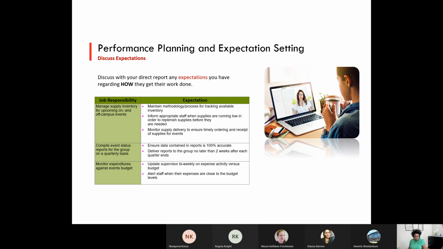Another example, compile event status reports for the group on a quarterly basis. So what you're expecting is that your employee will ensure the data contained in the reports is 100% accurate, of course. Deliver the reports to the group no later than 2 weeks after each quarter ends. So not only is it specific, it's timely and it's clear, and so on and so forth. So that's just an example of helping everybody to get on the same page in terms of what the expectation is.